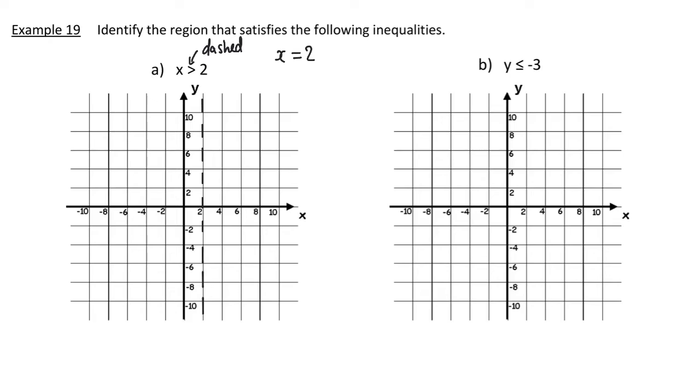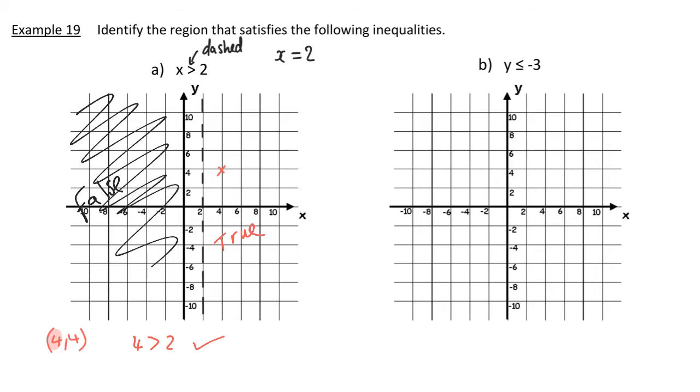And now what we need to do is decide which side is true and which side is false. So to do that, we pick a point either side of the line. So let's pick (4, 4). So the point (4, 4) has an x coordinate of 4. And if we substitute that into the inequality, we get that 4 is bigger than 2, which of course is true. So that means that all of this side is true and all of this side is false. And we shade in the false side, so everything up to the inequality line. And we can mark that as R, the region that's true.